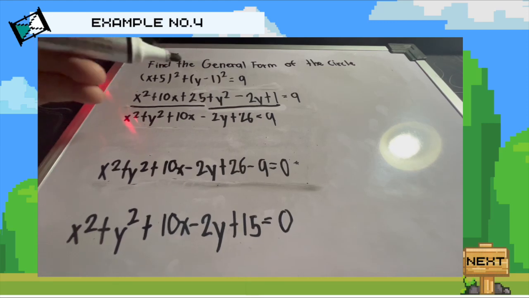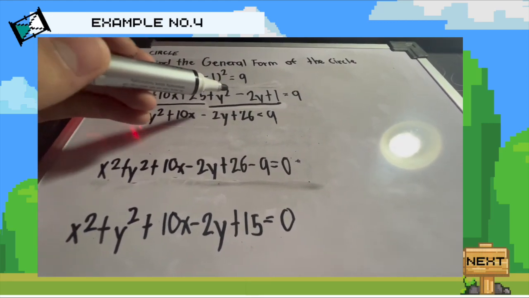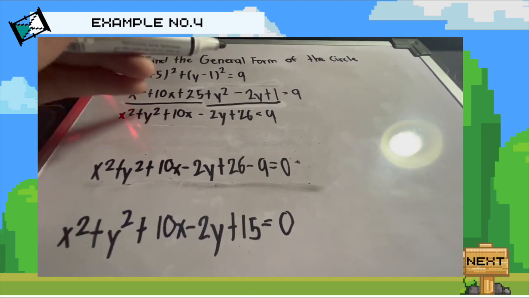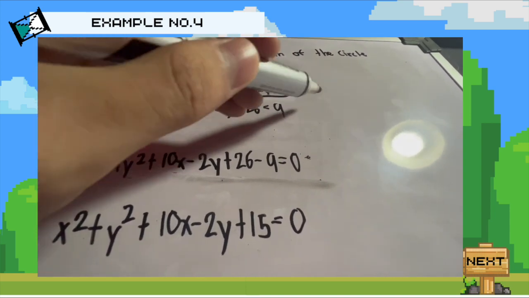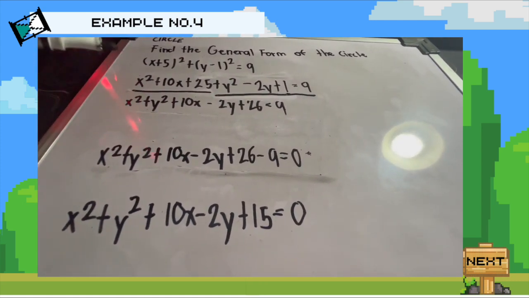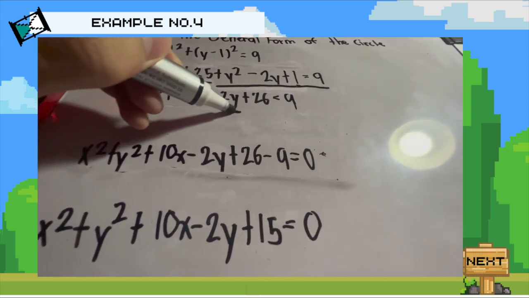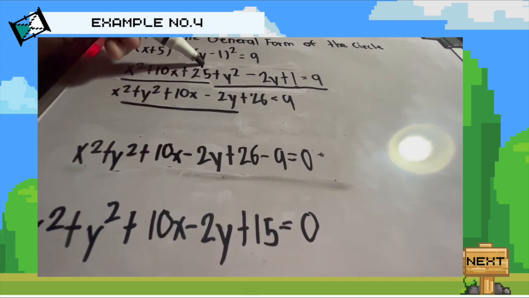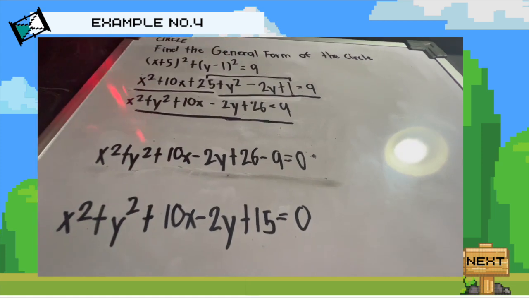Now square the first term, so that is y squared. Then multiply the first and second term, so times 2, that is negative 2y. Then square the second term, that is positive 1, then equals to 9. And now combine like terms, so that is x squared plus 10x minus 2y, then 25 plus 1, so that is 26, is equals to 9.